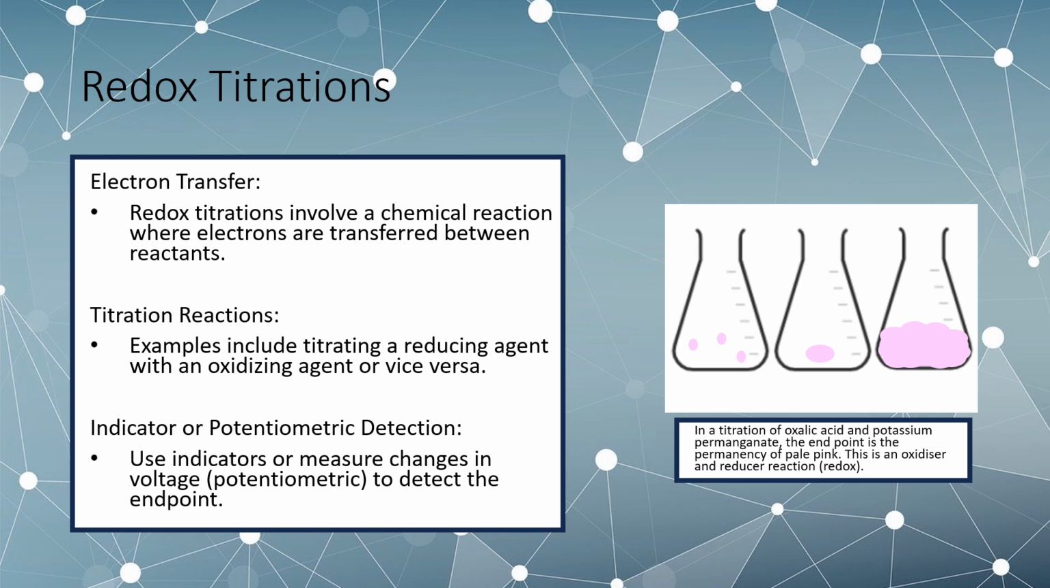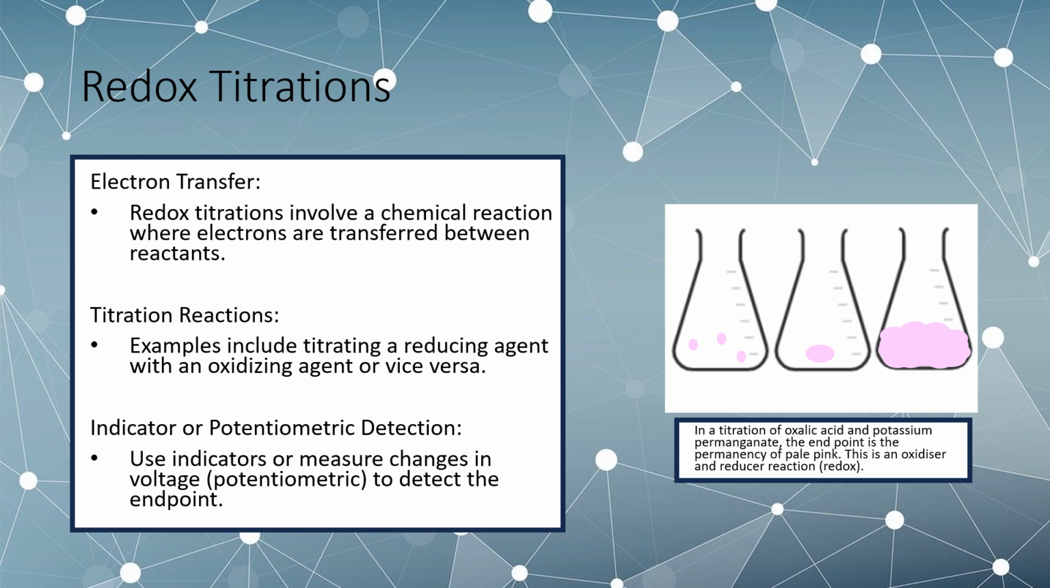Redox titrations are a little more complicated and won't be explored until you get into the higher grades of around 11-12 chemistry. Redox titrations involve a chemical reaction where electrons are transferred between reactants. This involves titrating a reducing agent with an oxidizing agent, or vice versa, depending on what you're trying to determine. Indicators can be used in this case, but aren't often needed for a lot of reactions, as there is often a distinct color change, as given in the example on the right.